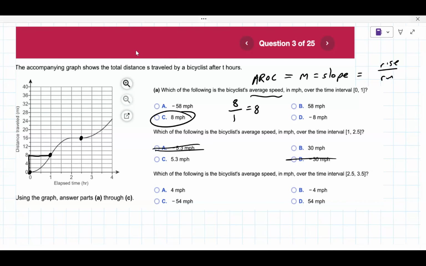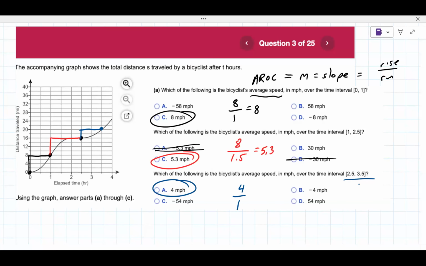It's rise over run. Maybe I'll switch colors here. You're going up 8, but right 1.5. So this time it's up 8, right 1.5. So I guess that is 5.3 for your answer there. And then the next one's the same thing. You're going from 2.5 to 3.5. So it's your rise over your run again, 4 over 1. That one right there.